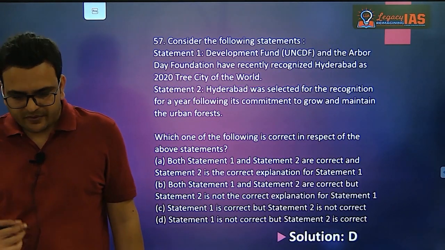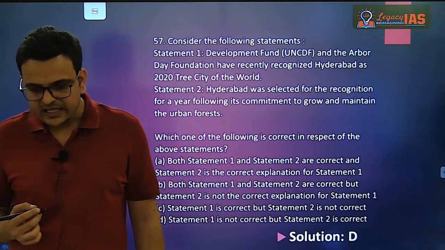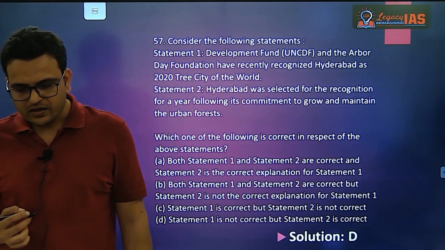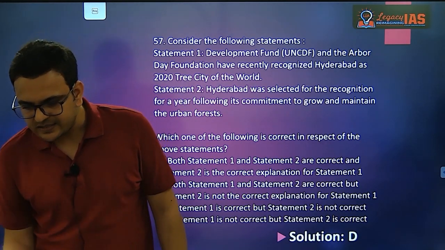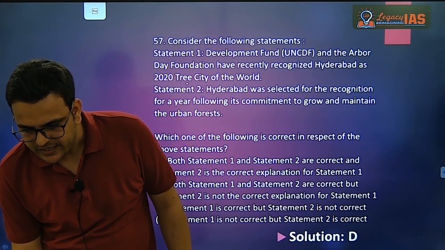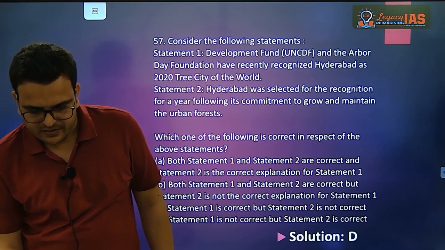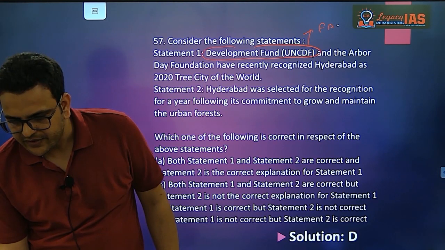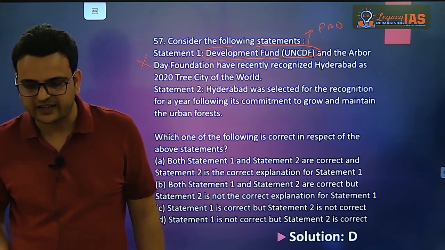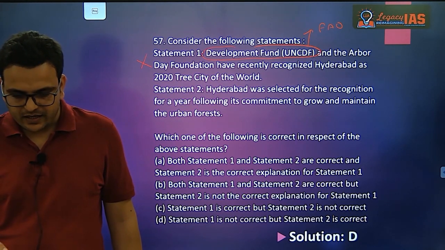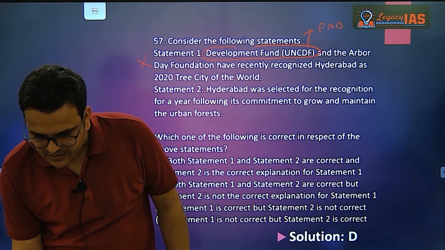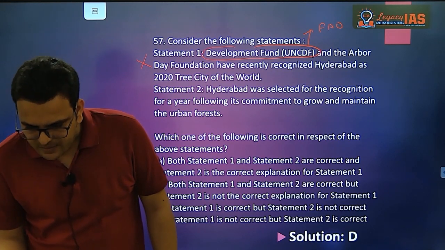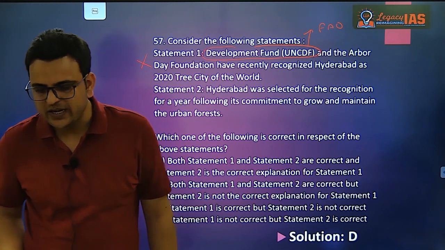Then question number 57. Here the first statement says UN Capital Development Fund and Arbor Day Foundation have recently recognized Hyderabad as 2020 Tree City of the World. So it is not the development fund, it is FAO. So the first is incorrect. If you have this much knowledge, only the first is incorrect, so option A can be eliminated, option B can be eliminated. Now coming to option C, we can eliminate it, then the answer should be D.